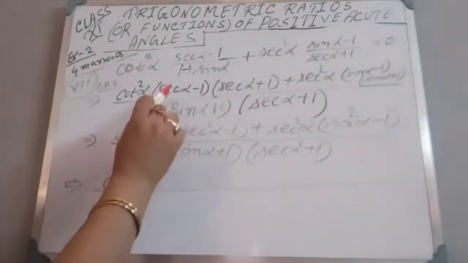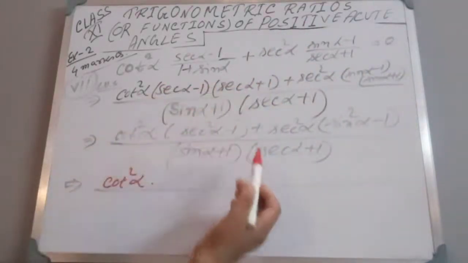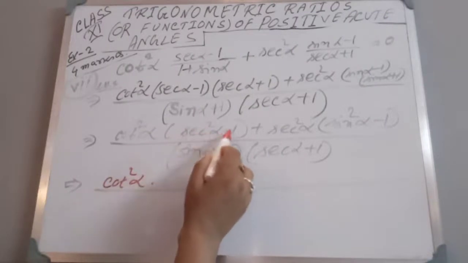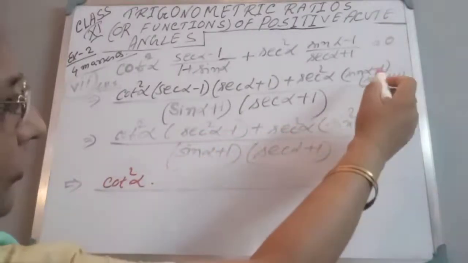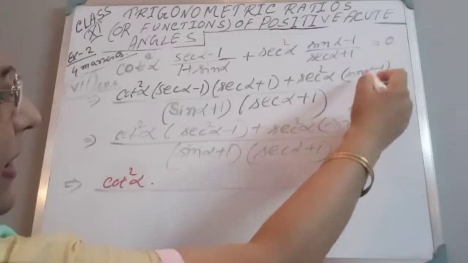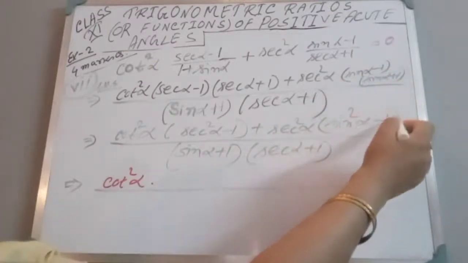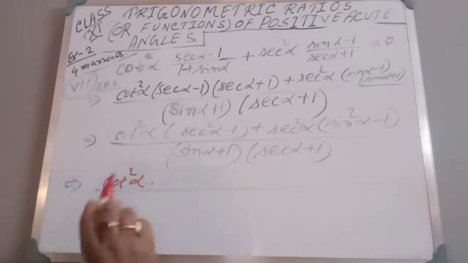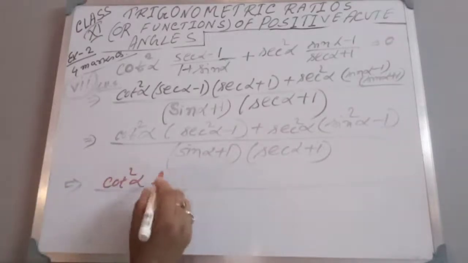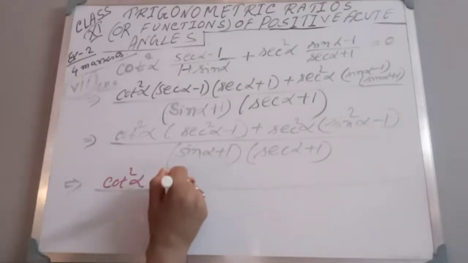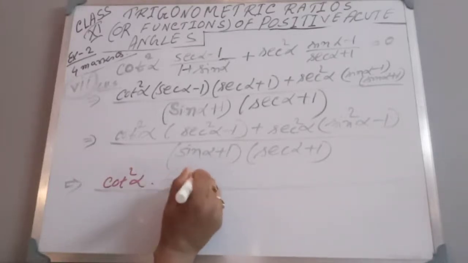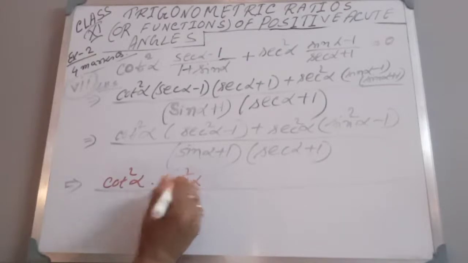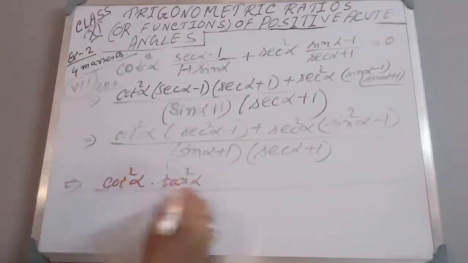Got it? Now a minus b into a plus b is a square minus b square. So it's coming sec square alpha minus 1, and same here also, a minus b into a plus b, so sin square alpha minus 1. Now 1 plus tan square alpha is equal to sec square alpha, that we know. So sec square alpha minus 1 will give us tan square alpha. So write it, tan square alpha, and cot square alpha is already existing.